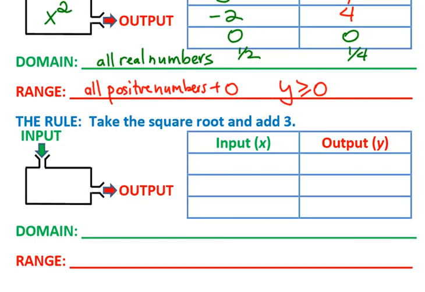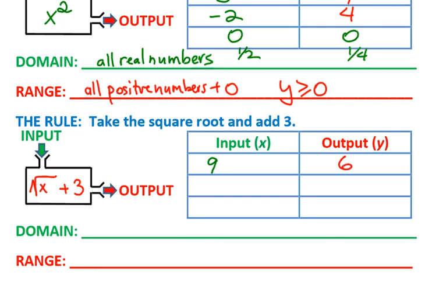Now this next one says take the square root. That's vocabulary, square root, and add 3. So whatever we put in, when the x falls in, is going to take a square root of it, and then it's going to add 3. All right, so let's try some numbers. We could do a lot of numbers with our calculators, but I'm going to choose ones that we can do without calculators. So let's put in a 9. Square root of 9 is 3, and 3 plus 3 is 6. So the output is 6.